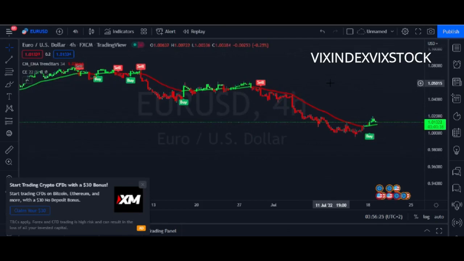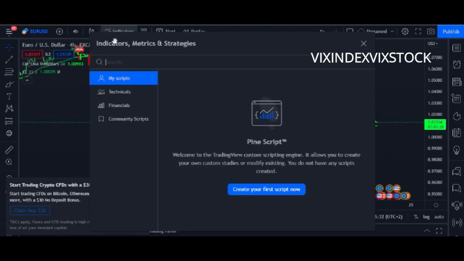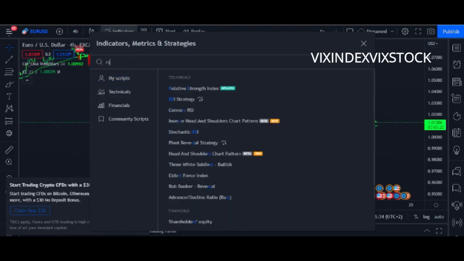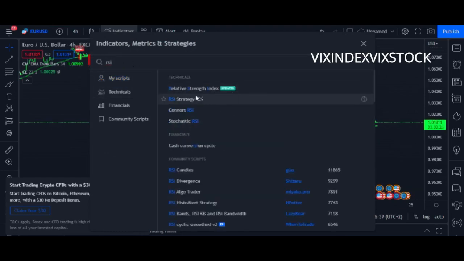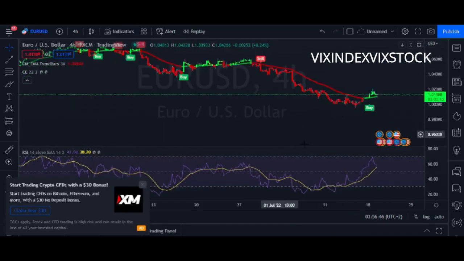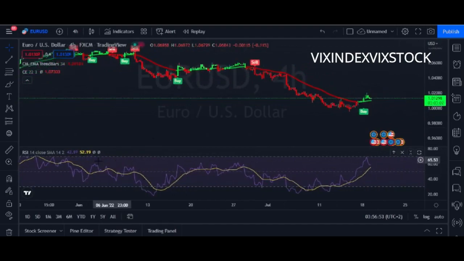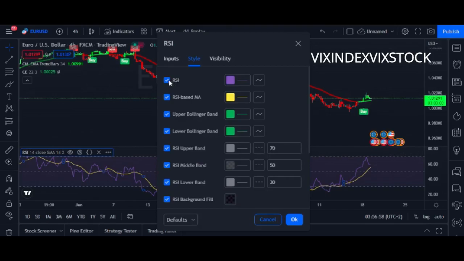Then the last indicator that we'll probably use is the RSI. RSI is also good at filtering bad trades. So we are just going to use a relative strength index indicator, and we're going to click on that, and we're going to get rid of this annoying thing. So we are going to go into RSI settings as well, and we are going to remove that.